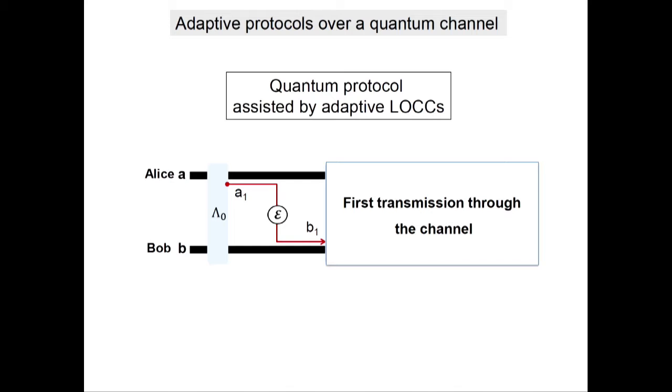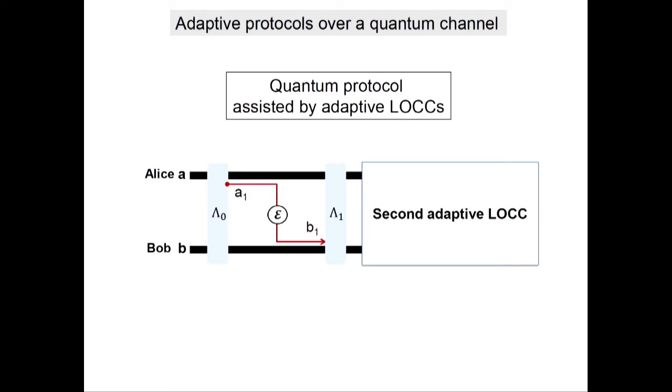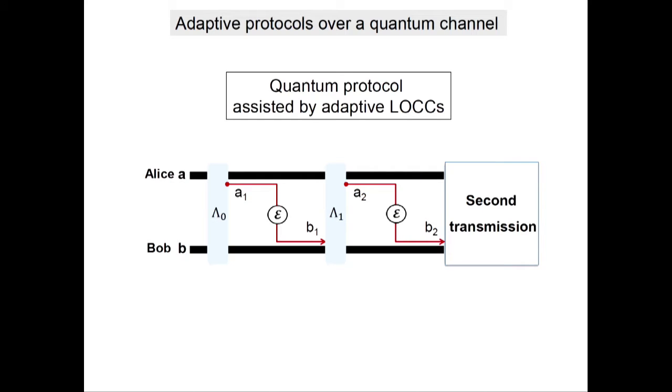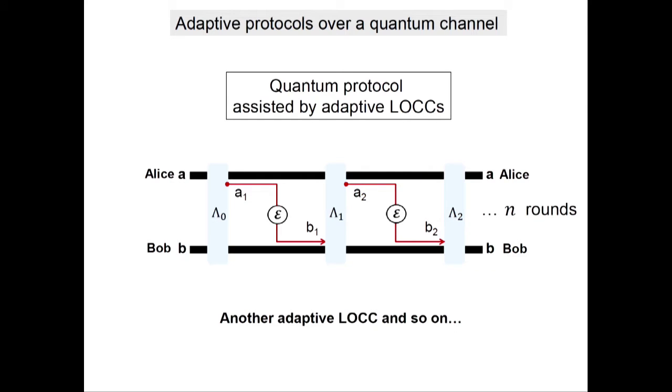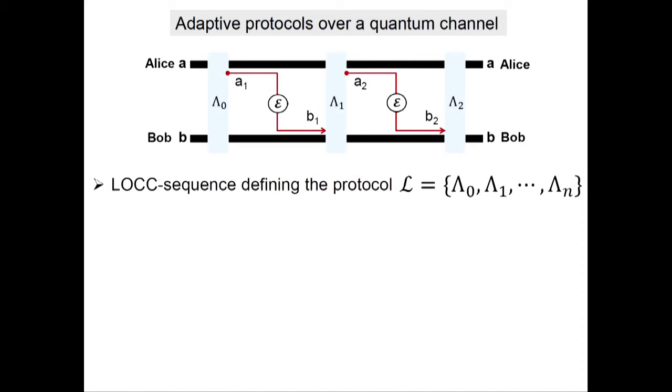Then we have the first transmission. Alice picks one system from her ensemble and sends it through the channel. Bob receives the output, and then they run a second adaptive round of LOCC, where the local registers are updated. Then we have the second transmission through the channel, and so on, another round of adaptive local operation and classical communication, so on for n transmissions over the channel.